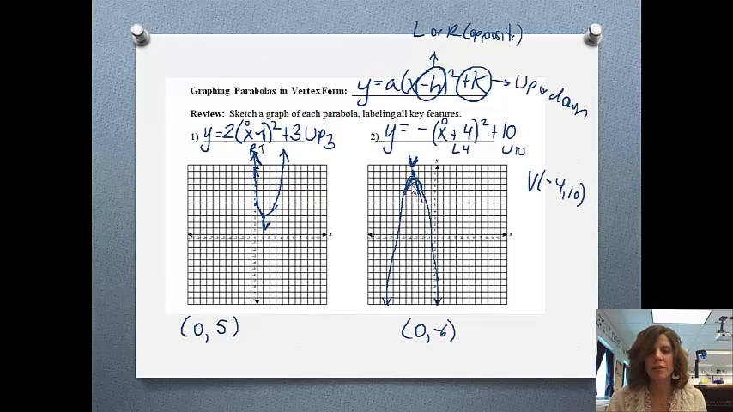Please notice that it doesn't come to a V. It's a nice smooth turnaround, and we try to make it as smooth as we possibly can. So hopefully now you're a little bit familiar with graphing a parabola in vertex form.